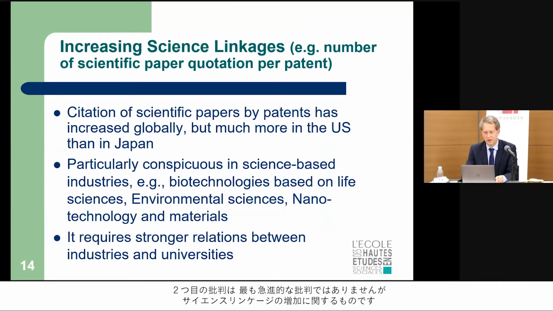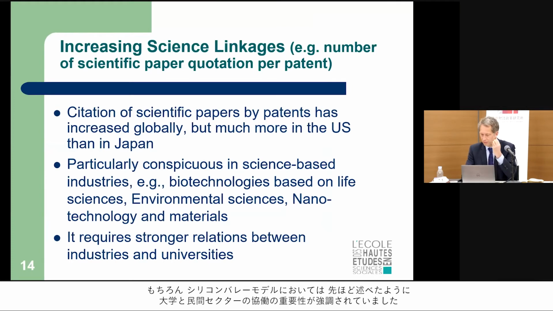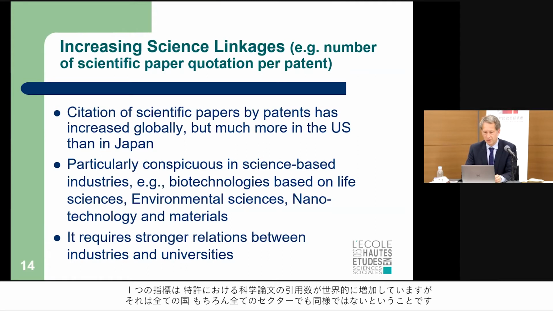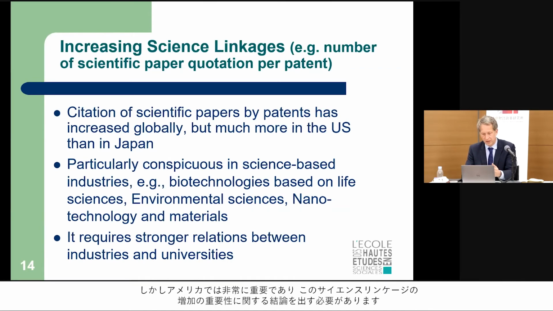The second criticism, which is again not the most radical criticism, is about increasing science linkages. Of course, in the Silicon Valley model, as I mentioned, we emphasize the importance of collaboration between universities and the private sector. But again, my point is it should be really central. And one indicator is that the number of citations of scientific papers by patents has increased globally, but maybe not equally in all countries and not equally, of course, in all sectors. But it's very important in the US, and we should draw conclusions on the importance of these increasing science linkages.